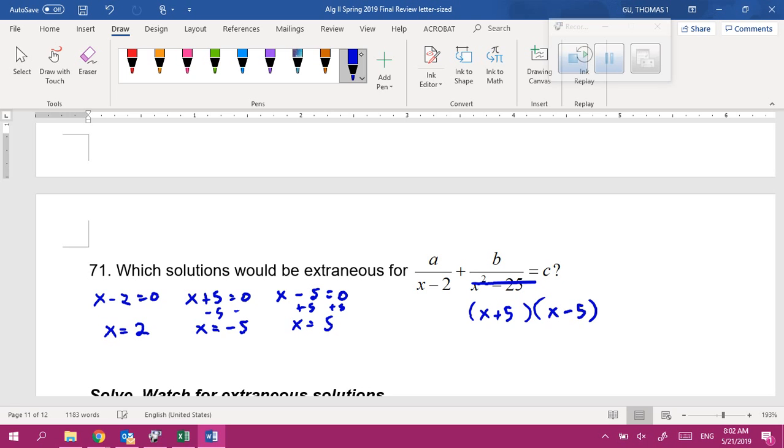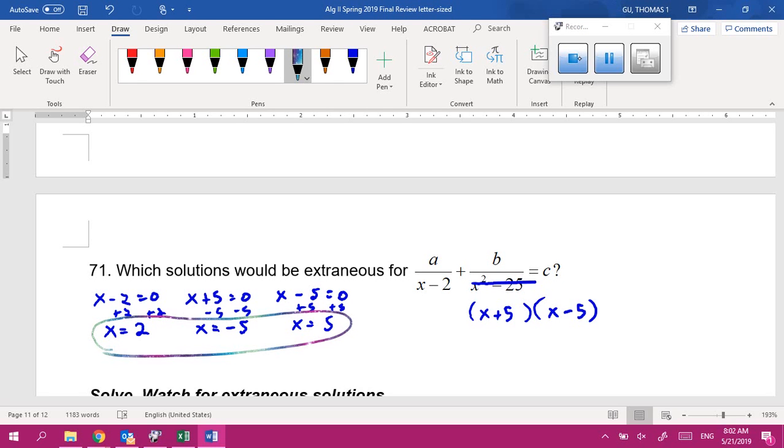So it's kind of important that you pay attention to the wording, right? Because it says which solutions would be extraneous, right? So if you get x equals 2, that's extraneous. If you get x equals -5, that's extraneous. You know what I mean? It's really weird based on the wording, right? If they asked you what are the restrictions, then that means, use the not equal to sign. But that's it for 71.